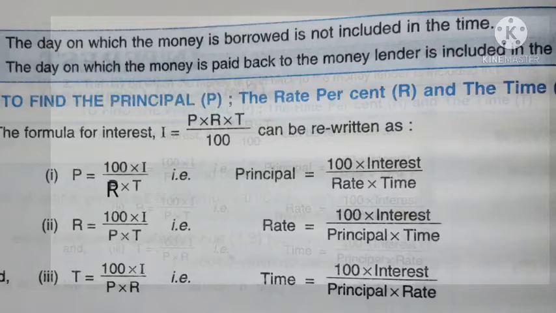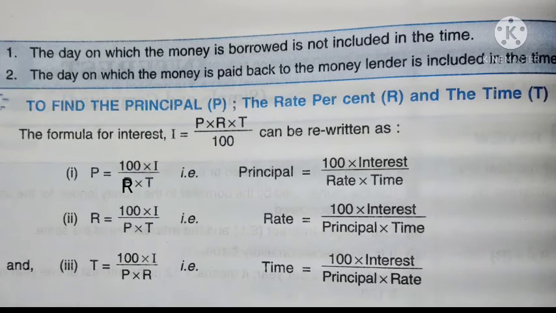From this, we can find out the value of principal, rate and time by transposing the formulae. Two more points you have to remember. The day on which the money is borrowed is not included in the time. And second thing, the day on which money is paid back to the money lender is included in the time.